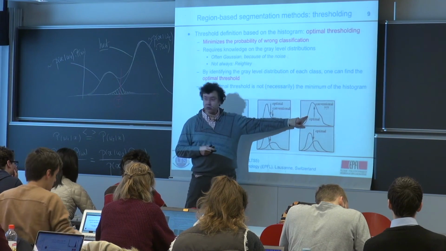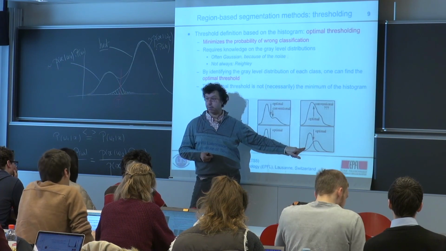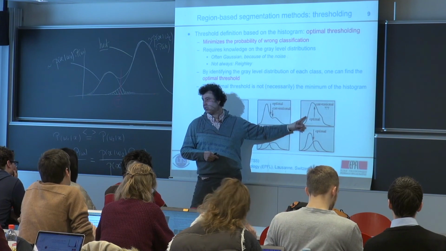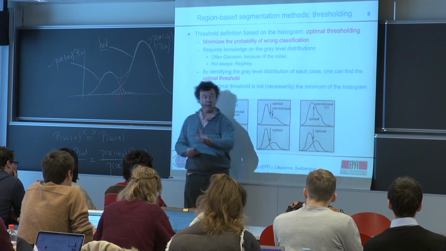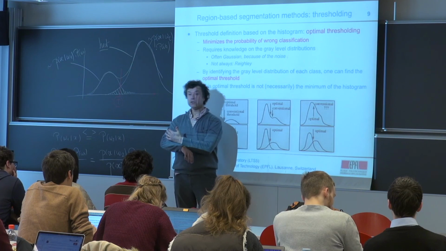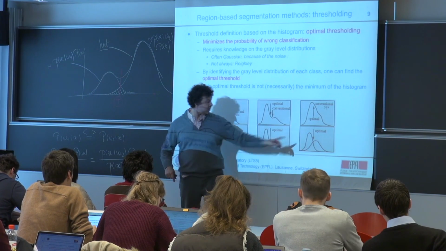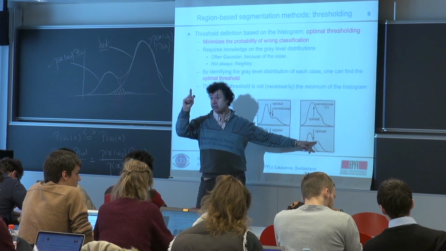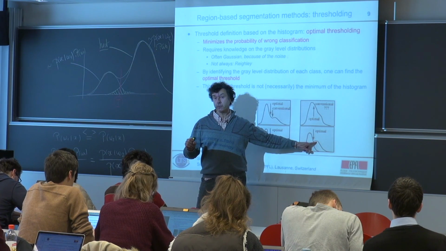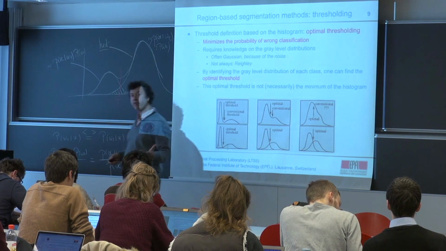And here in this histogram, which is still a bimodal histogram, there is no minimum between the two peaks, still you can find the optimal threshold. Okay, it will be very bad because the two histograms overlap a lot, but still you can find it, and that's the best you can do with one single threshold. Okay? So how do we fit that?